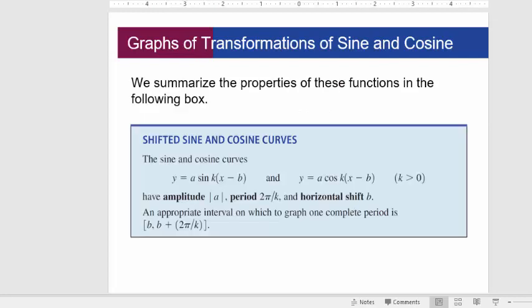So there's your summary box there, talking about the amplitude, period, and horizontal shift. Remember, the number out front, the A value, the absolute value of that was your amplitude. That K value would be used to find the period by doing 2 pi divided by that value. And then that B value there is going to be the horizontal shift.